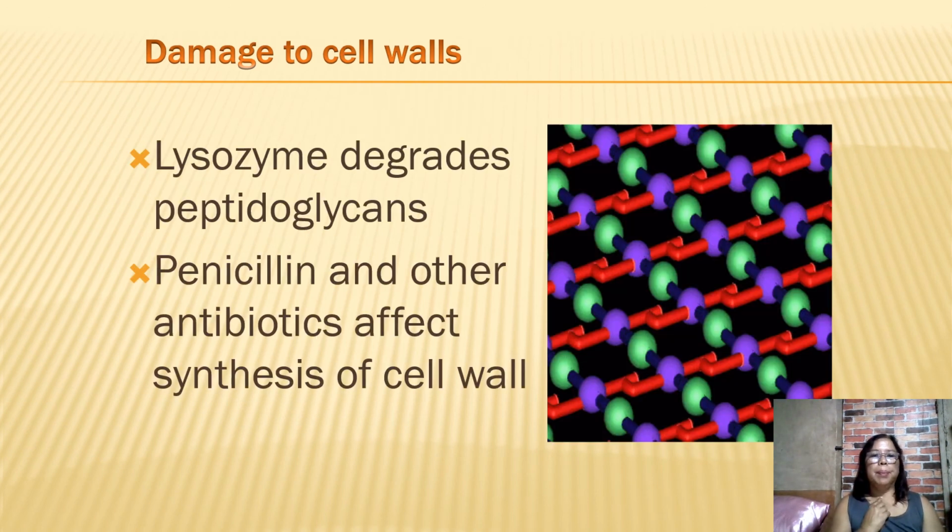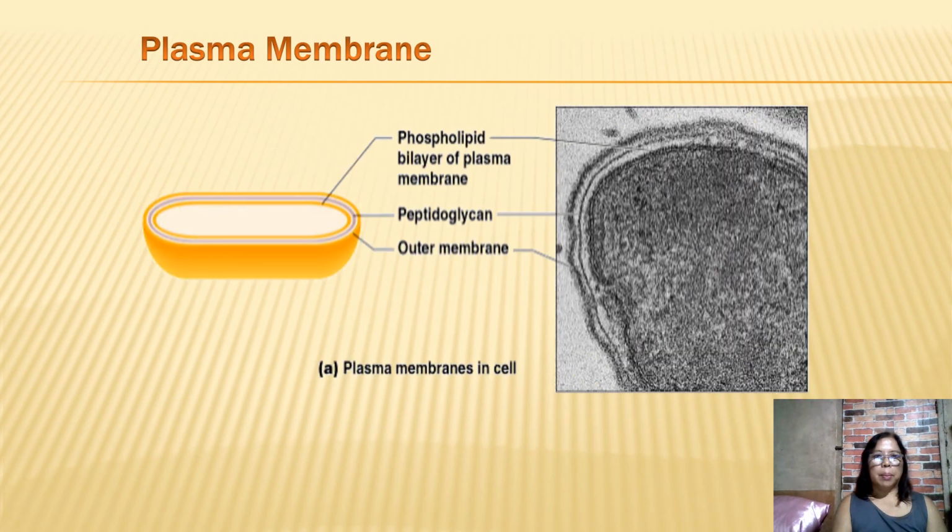Okay, let's assume the gram-positive peptidoglycan versus penicillin and other antibiotics affects the synthesis of the cell wall. And then this could be illustrated here. You have here the plasma membrane in the cell. So the plasma membrane could be destroyed by the presence of other noxious substances like penicillin or related antibiotics.